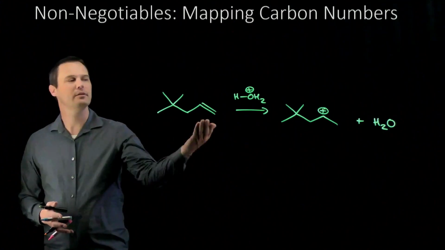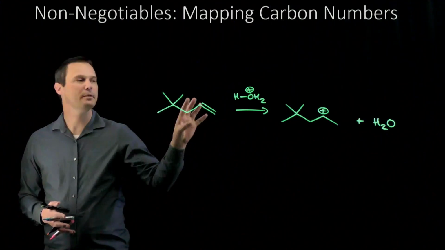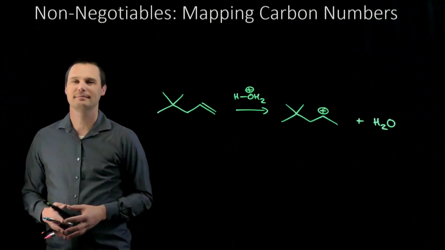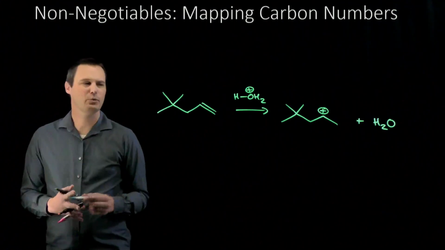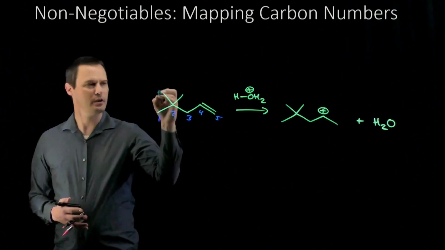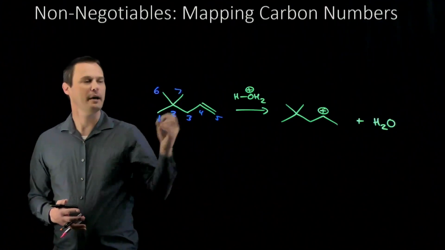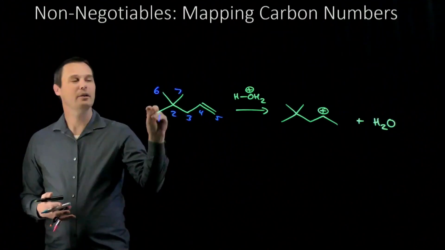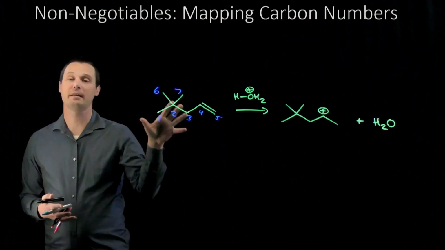Pause the video, go ahead and give the original structure a carbon numbering system, and see if you can map those numbers onto the corresponding product. Again, it doesn't really matter where you start, what direction you go, if you use even numbers or square numbers or Fibonacci numbers, it doesn't really matter. So you may have numbered a little bit differently than I did, it doesn't really matter. As long as you give the molecule some kind of numbering system, that is what's important.